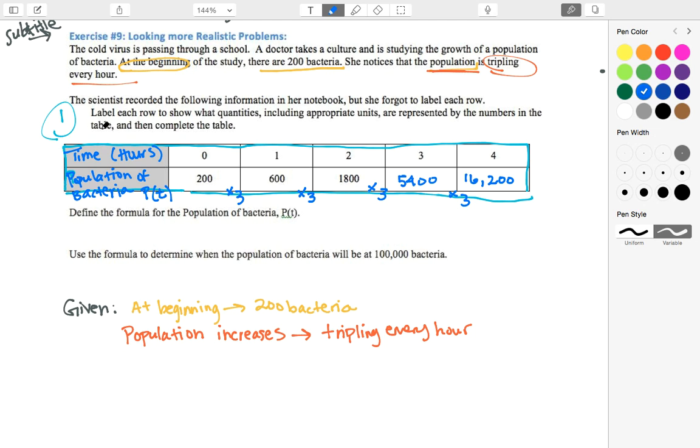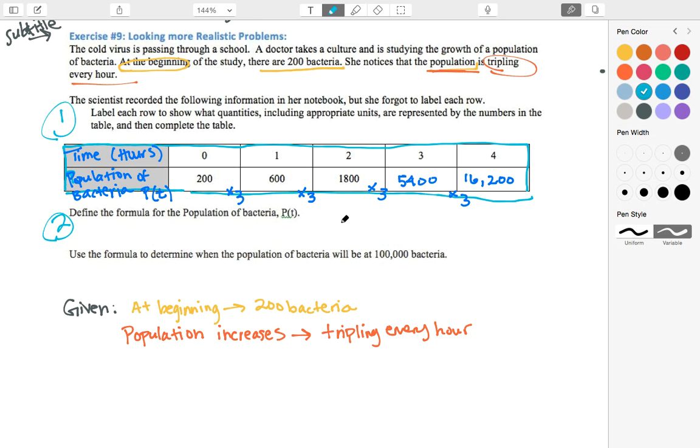So we did the first step. We labeled each row, showed the quantities, and we completed the table. Now we have to do number 2. So number 2 is saying for us to define the formula of the population of bacteria. So in your notebook, after you have your chart, you want to go ahead and write down this right here. It says define the formula for the population of bacteria. So how are we going to create a formula, right?